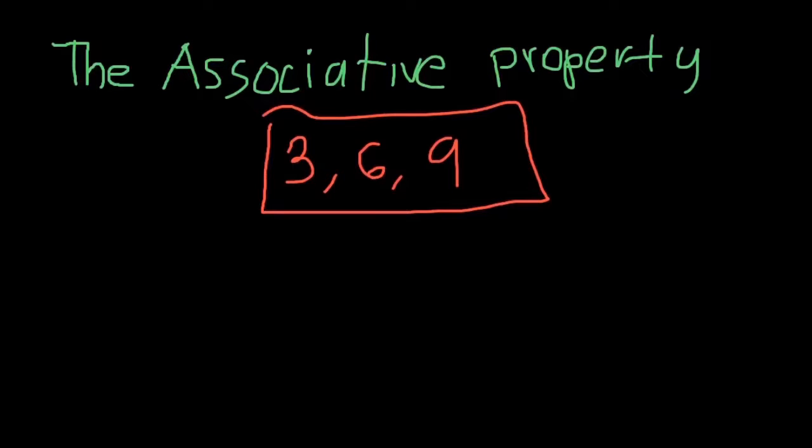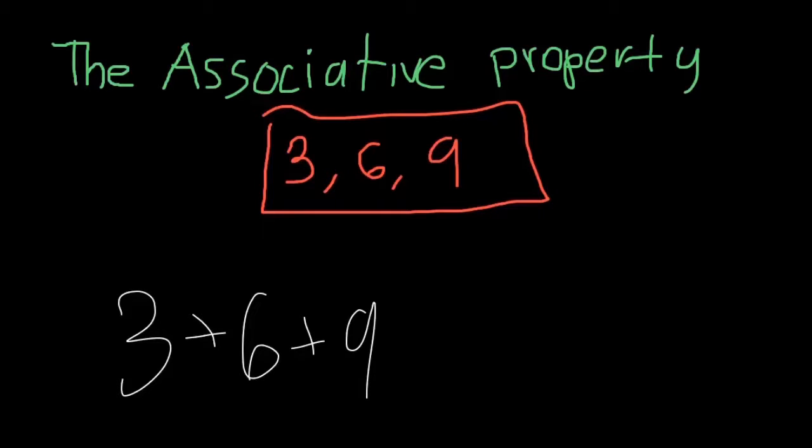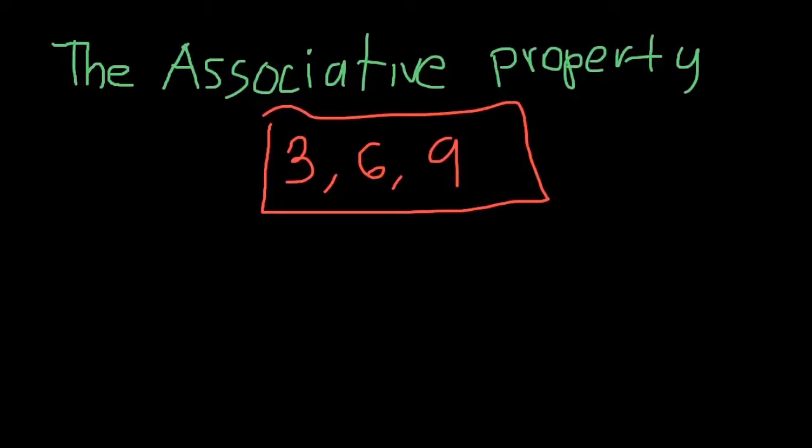Now it's time for the associative property. For the associative property, you need 3 or more numbers and parentheses. Once again, like before in the commutative property, we're going to add all 3 numbers. 3 plus 6 plus 9. Ta-da! I'll write that a little bit more neatly. Done. Now for the parentheses. I will add the parentheses over here.